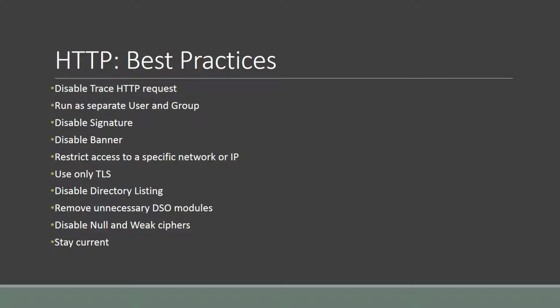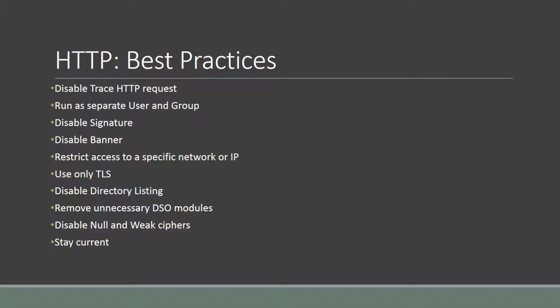3. Disable signature. This will keep others from knowing what Apache version you are currently using. 4. Disable banner. Disabling this will prevent others from knowing information about the current server. 5. Restrict access to a specific network or IP. This will allow your site to be observed by a specific IP address.